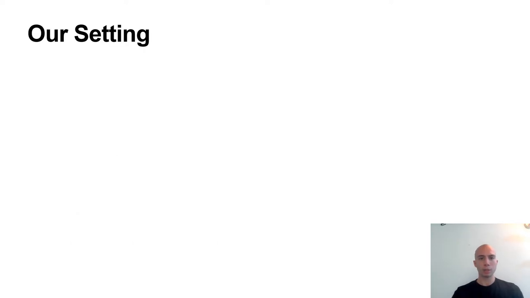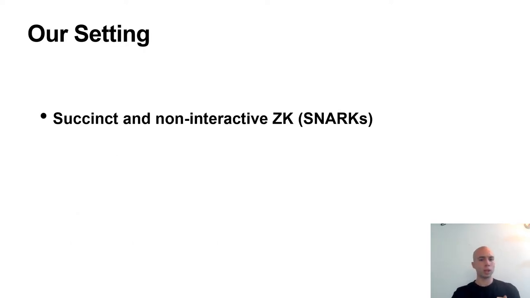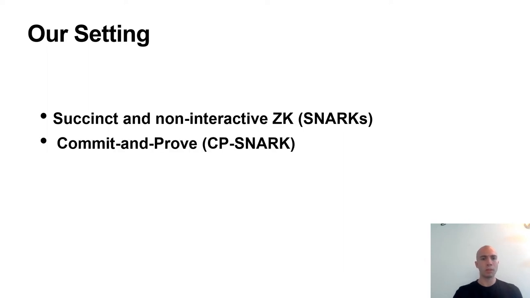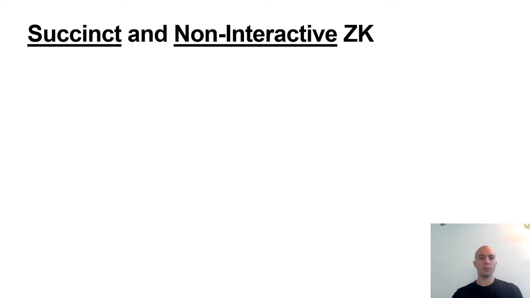Our setting can be split into three parts. We care about succinct interactive zero-knowledge SNARKs, I'll tell more about that. We want committed proof, clearly, I'll tell more about that too. And we care about the setting where we have a universal trusted setup of linear size.